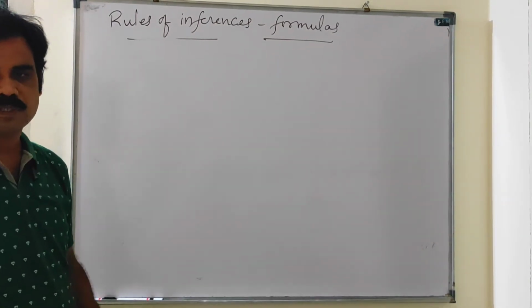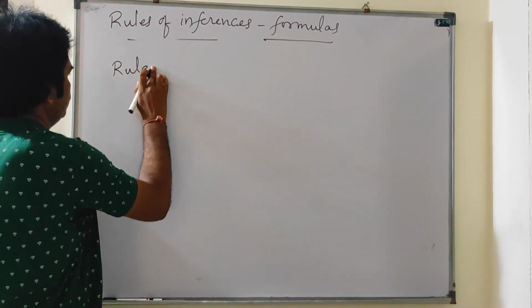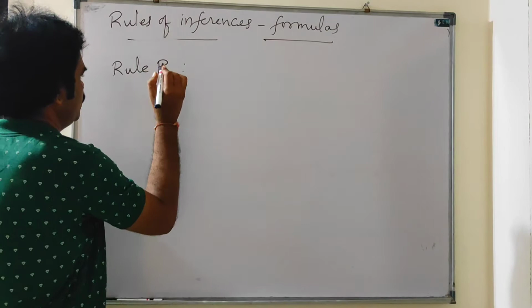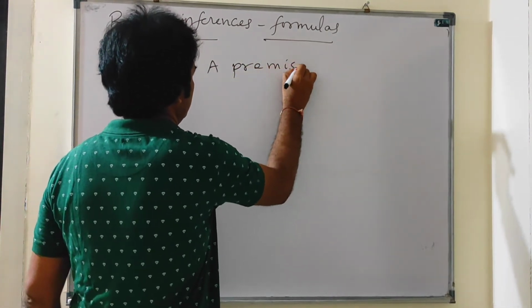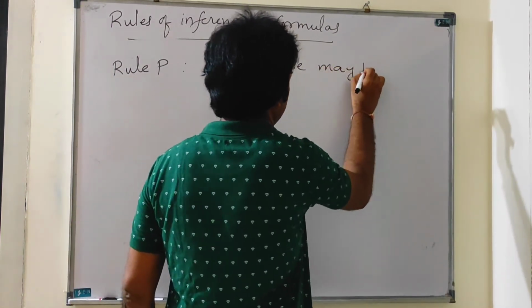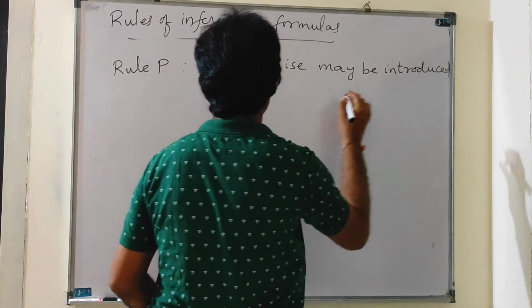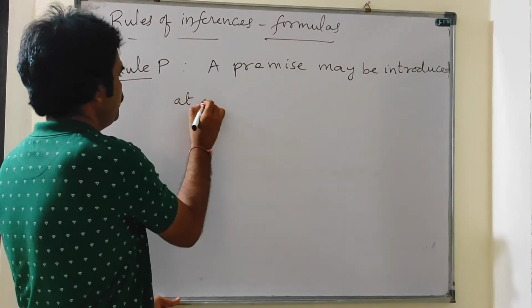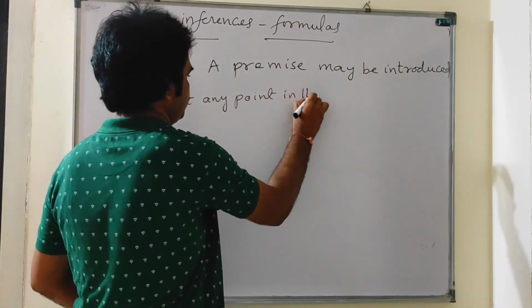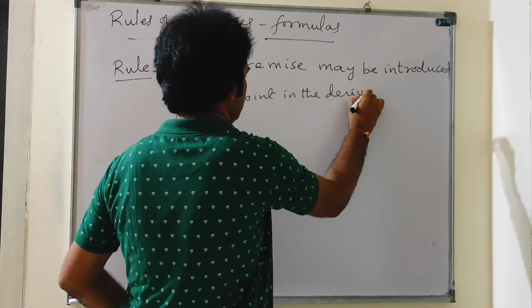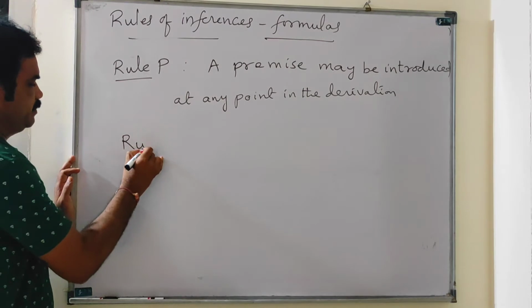There are two important rules of inference. Rule P: a premise may be introduced at any point in the derivation. This is rule P.